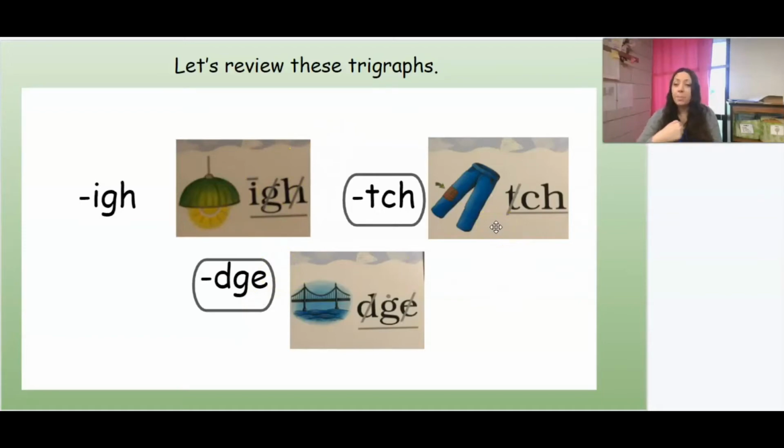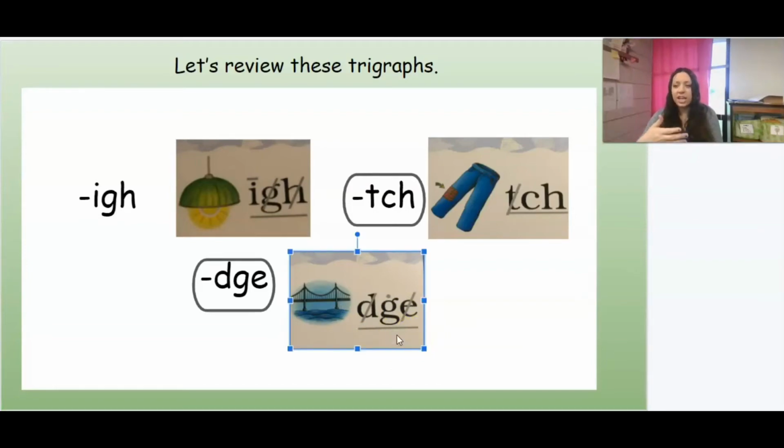Over here we have patch, ch. You can see that we crossed out the T because it just sounds like ch. But remember, we use patch at the end of words after a short vowel, or we use trigraph TCH. Okay, then we have bridge, J, trigraph DGE. And remember, this is the tricky one because it sounds like J.